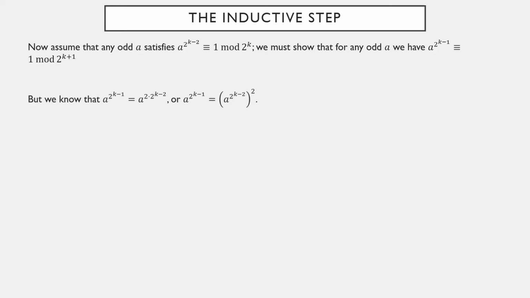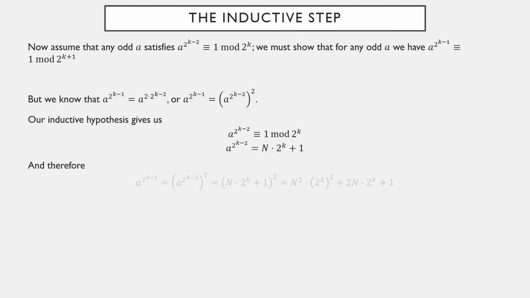We know, however, that a to the 2 to the k minus 1, well, 2 to the k minus 1 is just 2 times 2 to the k minus 2. In other words, a to the 2 to the k minus 1 is a to the 2 to the k minus 2, squared. Here, in 2 to the k minus 1, I factor out a 2, but I can express this product of two things in the exponent as one exponent then raised to the other. The inductive hypothesis tells us that a to the 2 to the k minus 2 is definitely equivalent to 1 modulo 2 to the k. Therefore, I'm going to write a to the 2 to the k minus 2 as 1 plus a multiple of 2 to the k. And then I just have to square that.